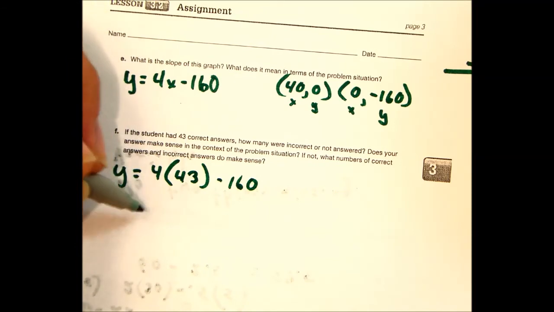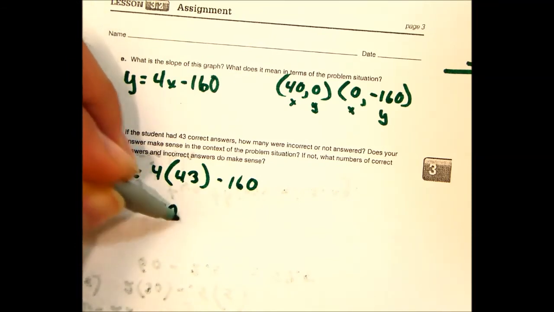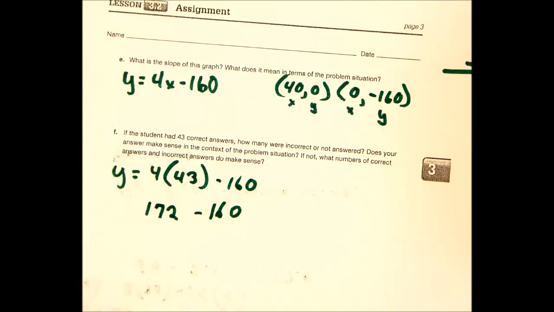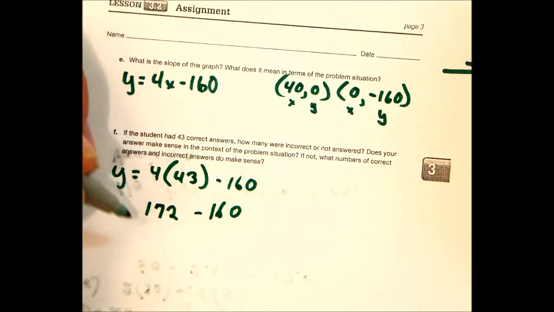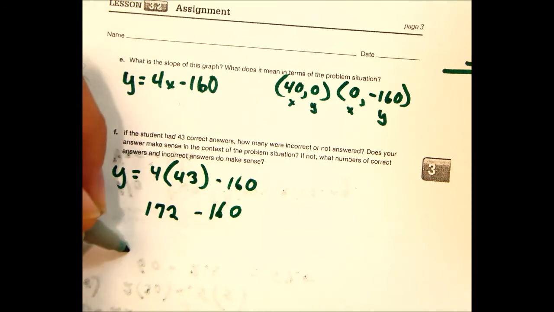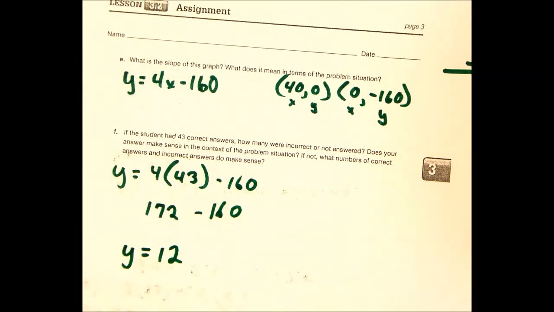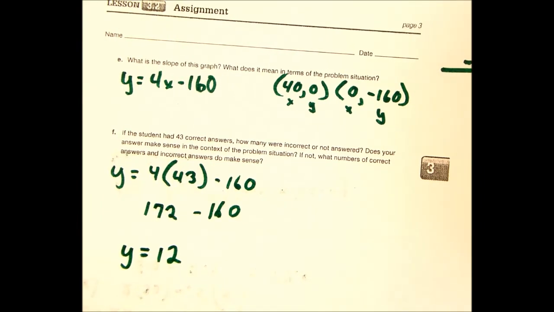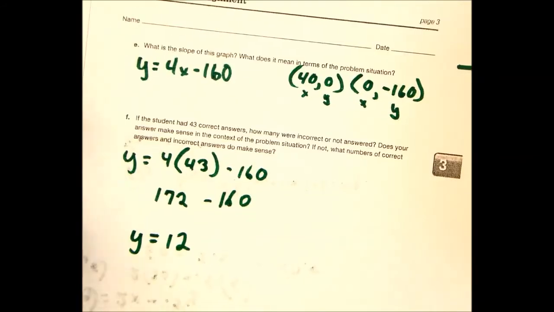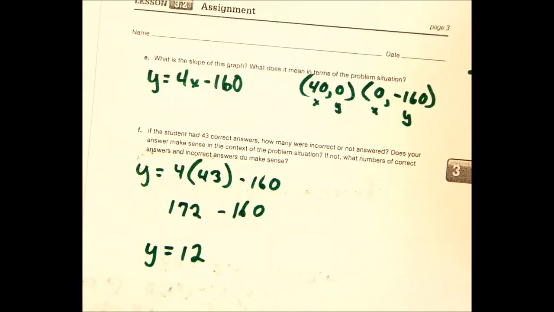So now I do this, I get 172 minus 160. Okay. And we know the number incorrect, if you got 43 correct, the number incorrect would be 12. Because y stands for the number incorrect, and there it is. So if we got 43 answers correct, we could get 12 incorrect and still get a B in the class.